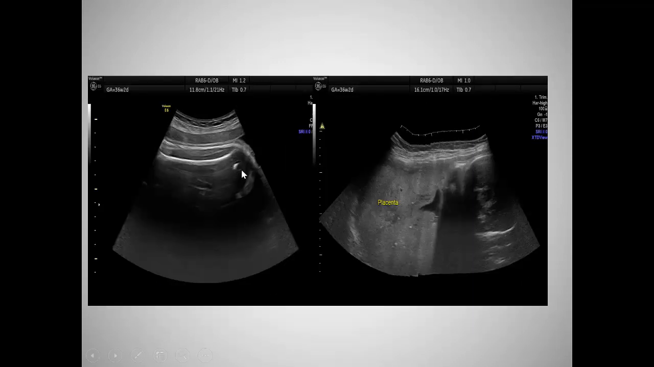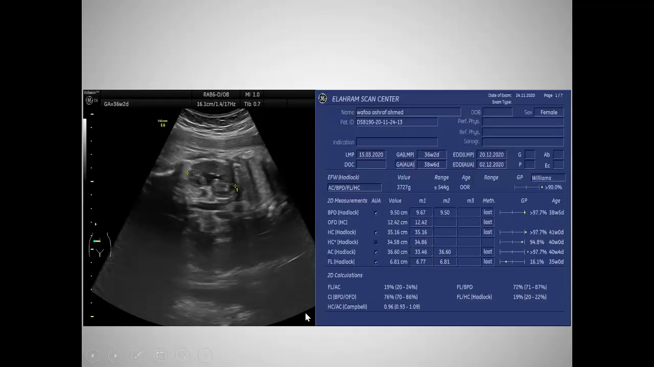And this is the ossific center in the distal femur, and the placenta here is not grade 3, but the mother is very good, and I think we can wait and see, because I think it is a miscalculation, and I wrote that in the report, rather than a small for date fetus or growth restricted fetus.